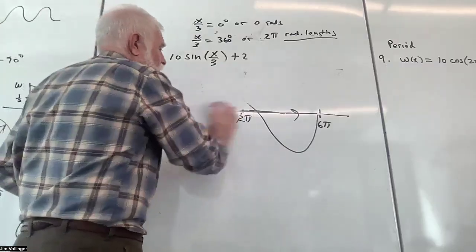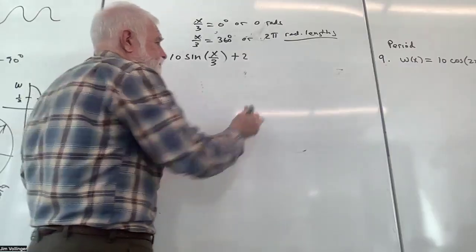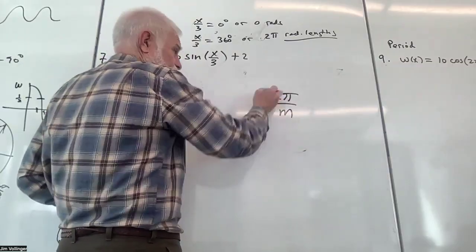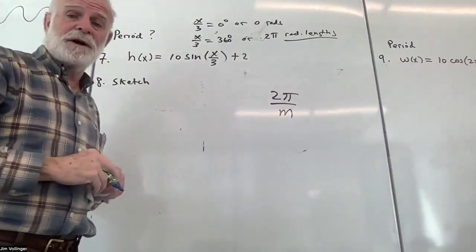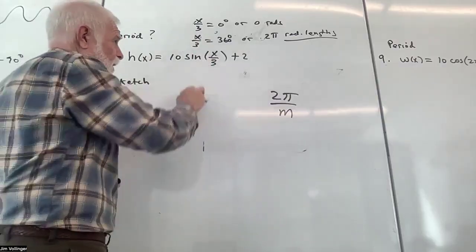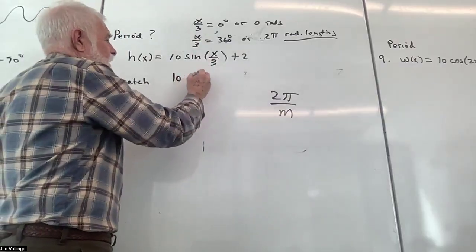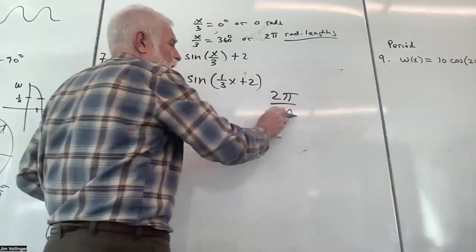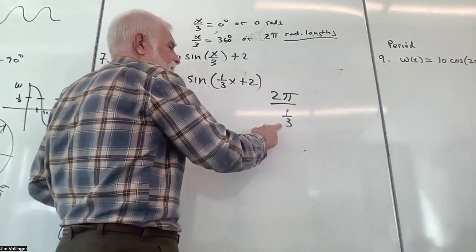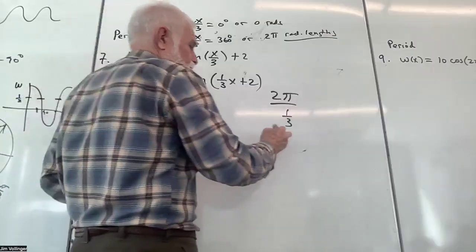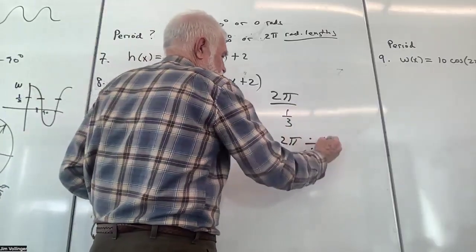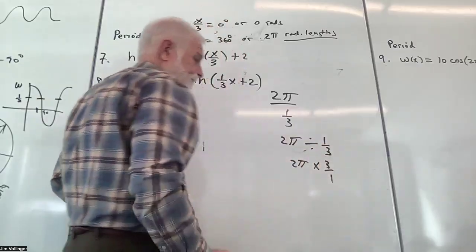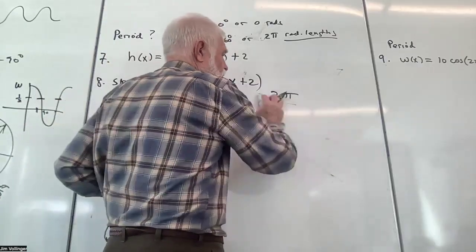All right, so what's the shortcut? The multiplier. That multiplier divided into 2 pi is going to get you your shortcut to the period. What was the multiplier? This could have been written as 10 sine of 1/3 times x, plus 2. So my multiplier was 1/3. How many times does 1/3 fit into 2 pi? 2 pi divided by 1/3, not taking any shortcuts here, is the same thing as 2 pi times 3 over 1. Okay, that's a quick way to get the period of a function.